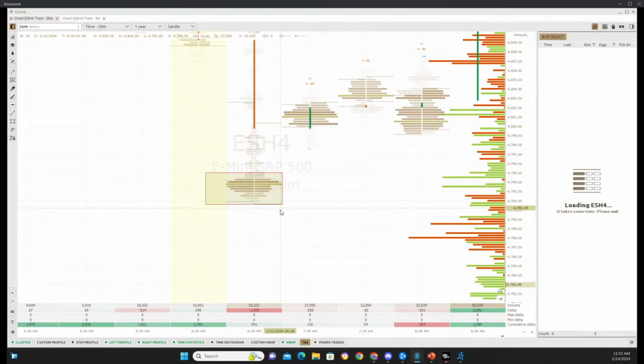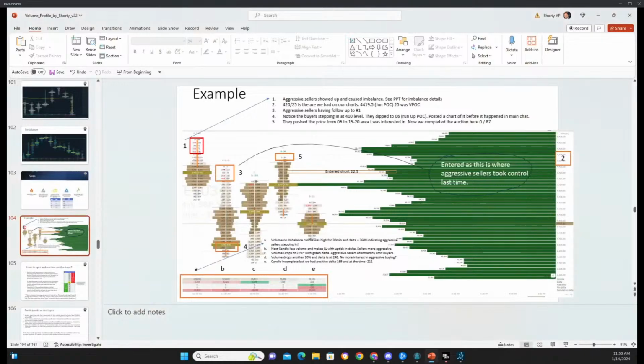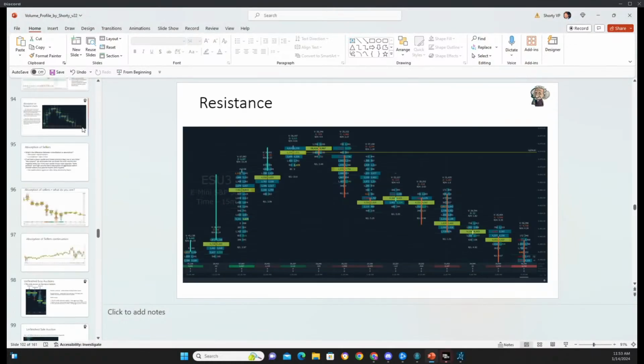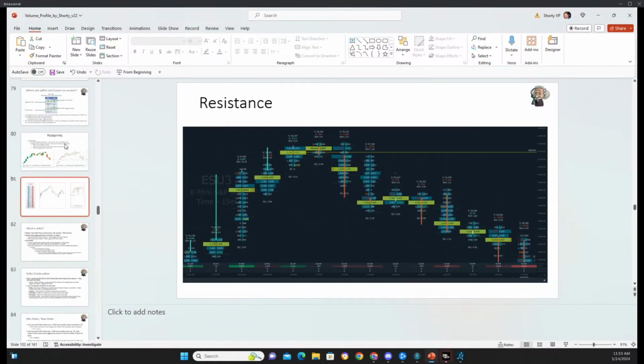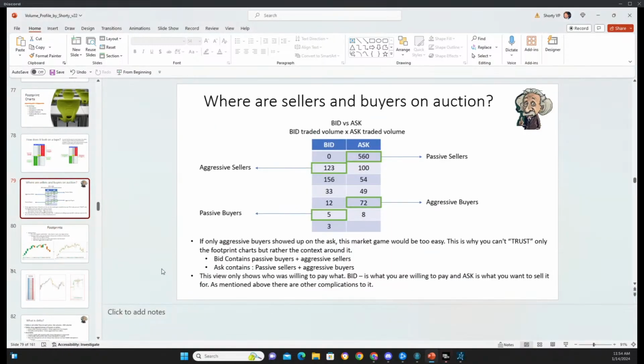If you look at this cluster here, which side's more inflated, the left or the right? The left. Okay, so what would that indicate to you guys based on what we just covered in the class? If that left side is inflated and you're coming to support, passive absorption. Who is it? Passive buyers. So the context would tell you that this is passive buyers.